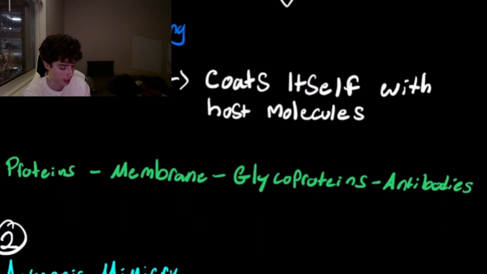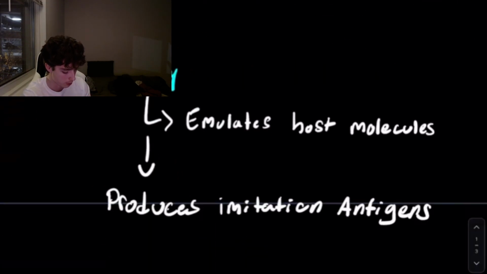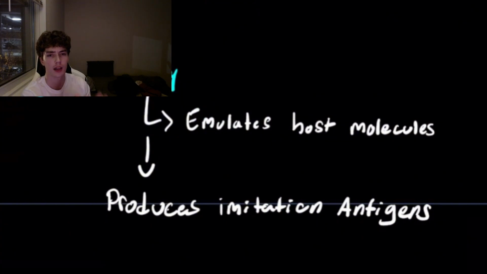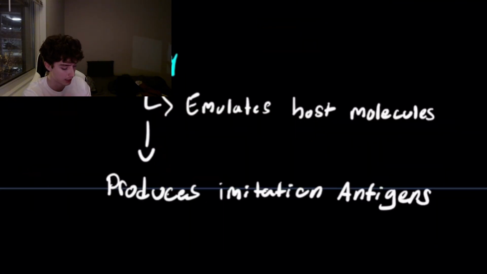So that's antigenic masking. Now, antigenic mimicry is a little bit more complex, I suppose. Antigenic mimicry is essentially when the pathogen will express or produce their own antigens that will look like the host's own molecules. So instead of taking the host molecules, they will produce and imitate molecules that they find within the host. That way they can hide from your immune system. So instead of hiding, it essentially imitates the host cell.